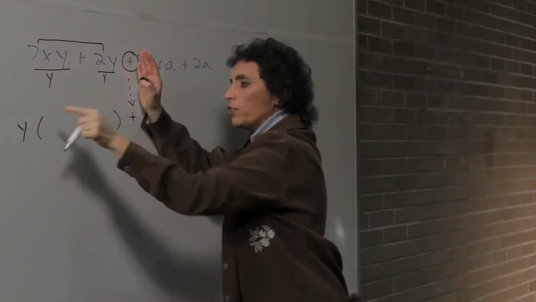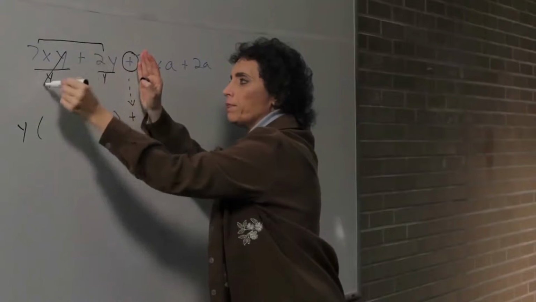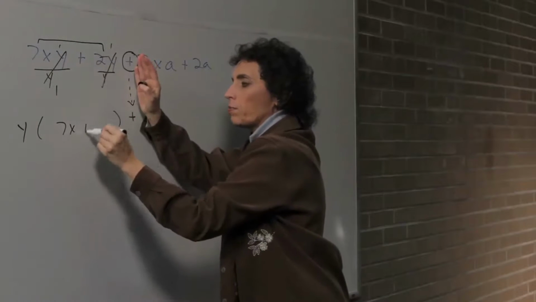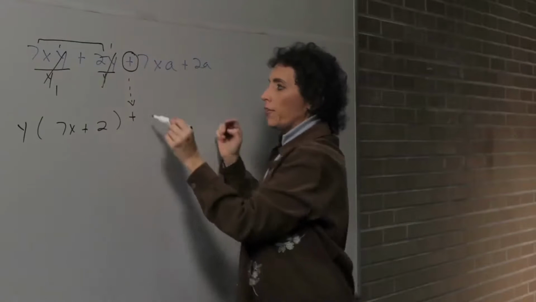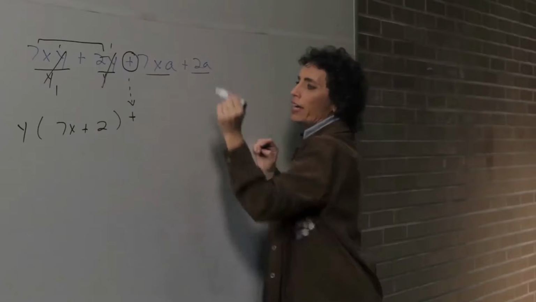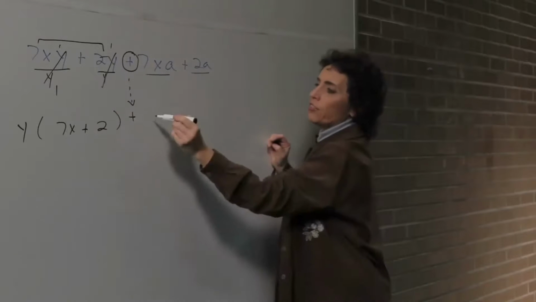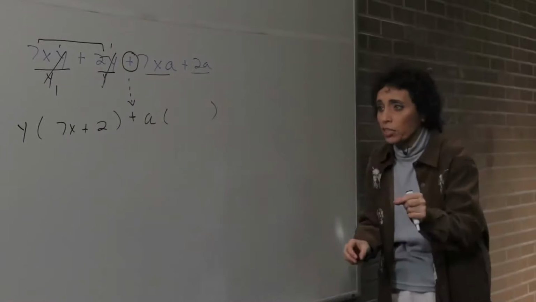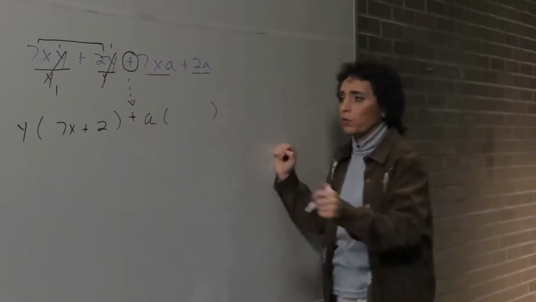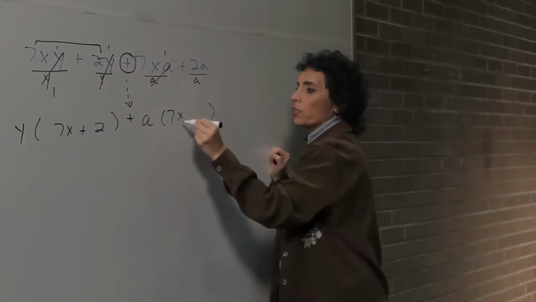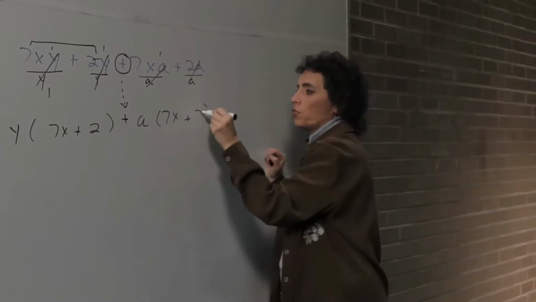So I'm going to write down the GCF, divide by it, right? And I get 7x plus 2. Okay, there's the plus, all good. Now we're going to do the same thing between these two terms. We're going to factor out a GCF. The GCF is a. Make a big set of parentheses. It's what we do when we get a GCF. Write it down, make a big set of parentheses. Divide by a. We get 7x plus 2.